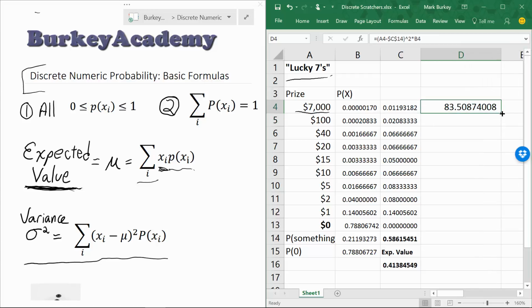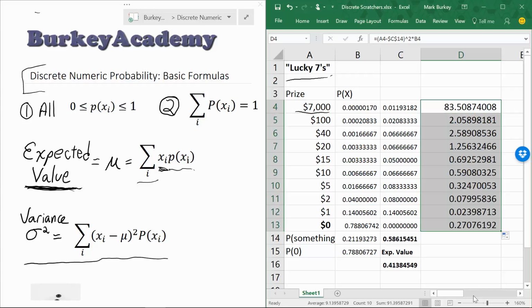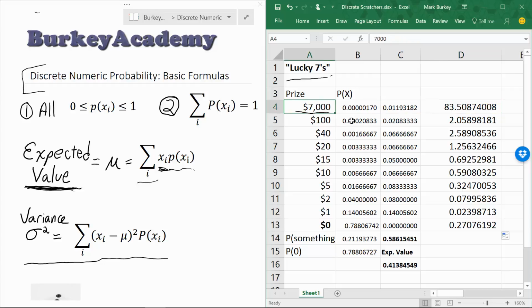Okay, now we can see the value. And then we copy this down. And so we see when we're calculating the variance that the largest component of the variance is going to be this first entry, because remember that variance is a way of measuring how spread out values are. And this $7,000 is such a large value, so spread out from the others, that really adds into this variance quite a bit.